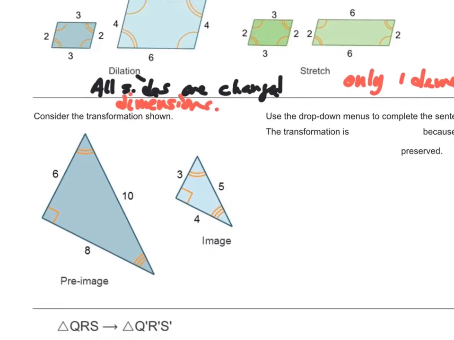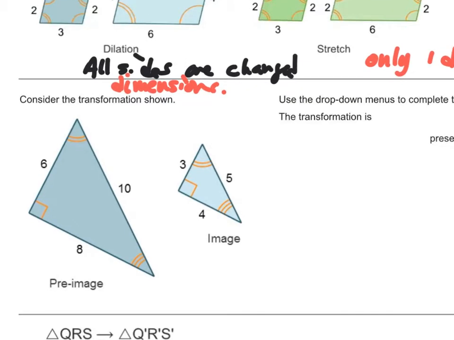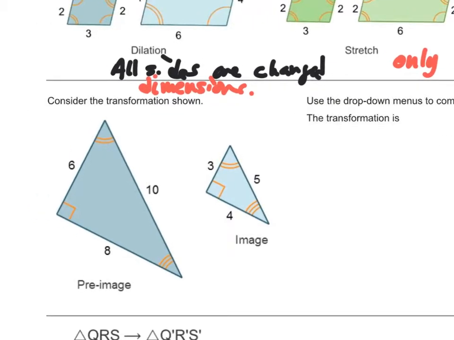Over here it says, consider the transformation below. So here's the preimage. We also call this the OG, the original. And then we get the image. We have this right triangle here, a 6, 8, 10 right triangle. And then what we've done is we've taken this triangle and we have reduced its size. It's gotten smaller. So from here to here, it's gotten smaller.